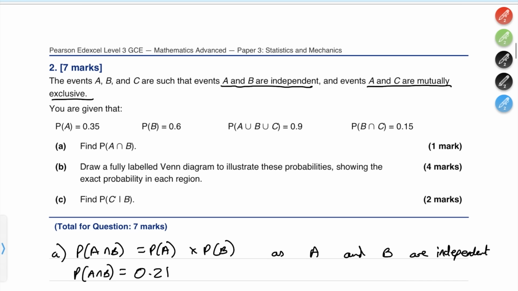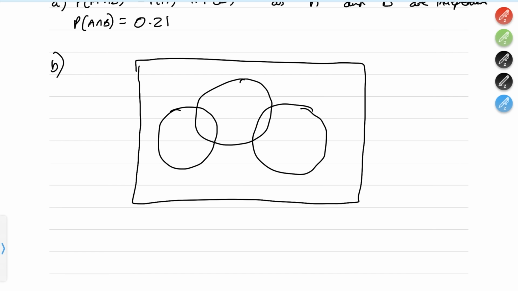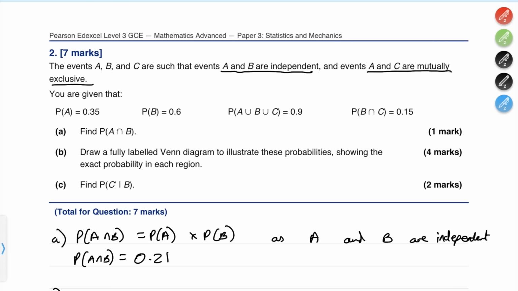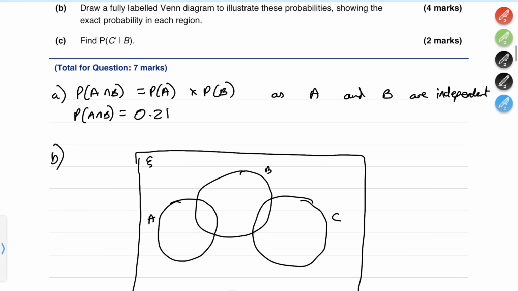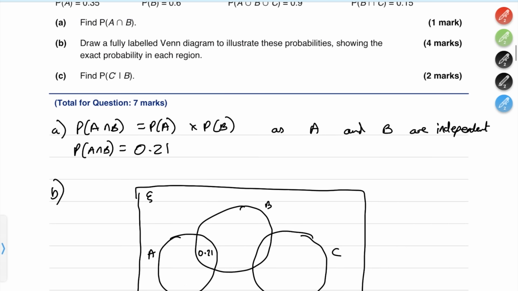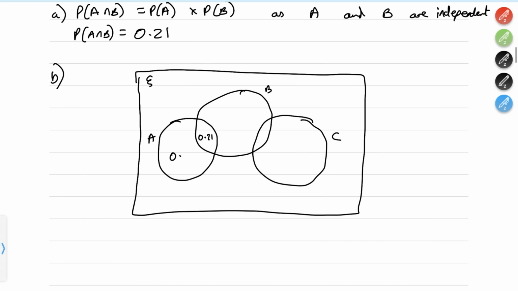So we know that A and C will not have an intersection. So we can label it like this. So this is A, this is B, this is C. We know that the probability of A is 0.35, the probability of B is 0.6. If the probability of A is 0.35, well, A only has a single intersection, which we can see here. We just calculated it to be 0.21. So if we want the whole circle of A to add to 0.35, that must mean that the rest of the shape is 0.14.